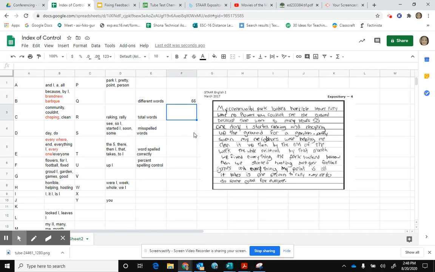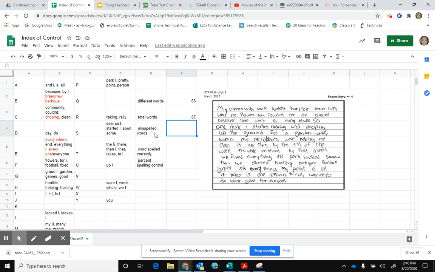And when I count the total number of words, so I start with 66, and then I go back and I count these tally marks: 67, 68, 69, and so on. So by the time I get through, I see that this student has a total of 87 words. And when I look at the ratio here between the number of words that they're using that are different words and the total number of words, I'm pretty pleased with that ratio.